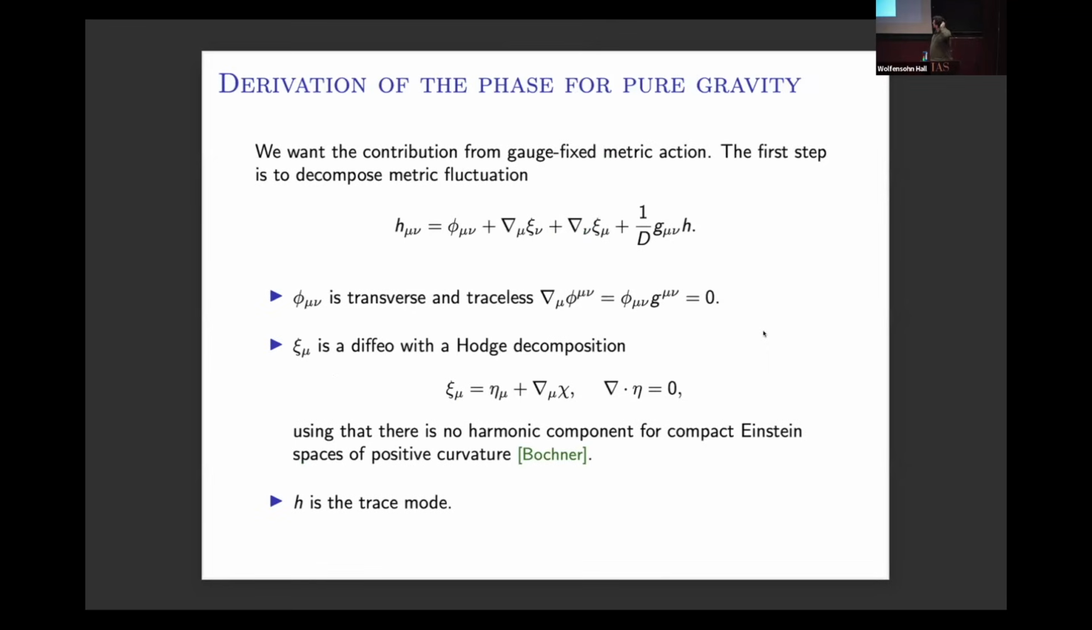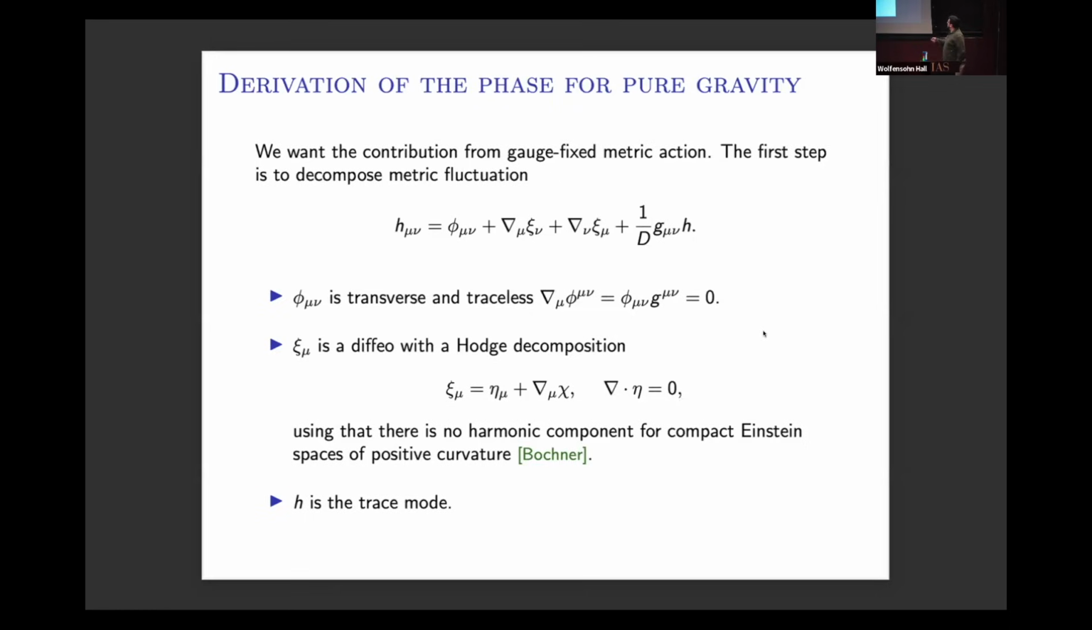So I will sketch a little bit the derivation of the phase. It ends up being that we can compute the phase for any solution of Einstein's equation. So I will sketch roughly how the calculation goes. The first comment I want to make is that you can take the fluctuations in the metric and expand them in this way. The first term, phi mu nu, is the transverse and traceless component. The second term is a pure diffeo, these two terms. This pure diffeo can be decomposed in a Hodge decomposition with a divergence-free vector and a pure gradient. And finally, H is the total trace of the metric fluctuation.